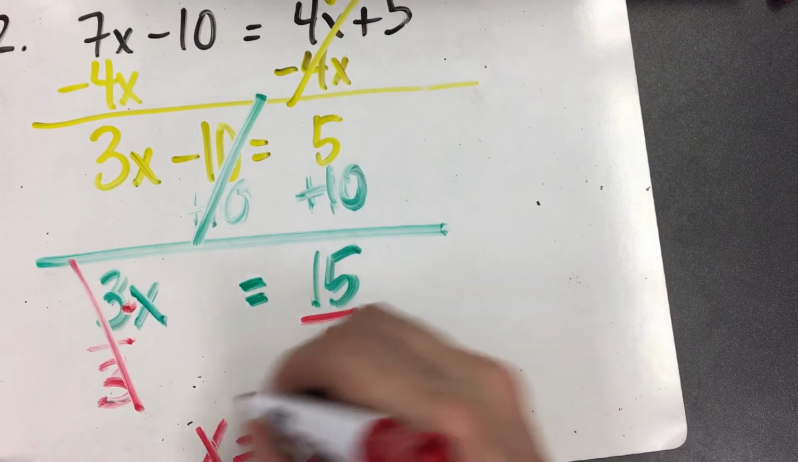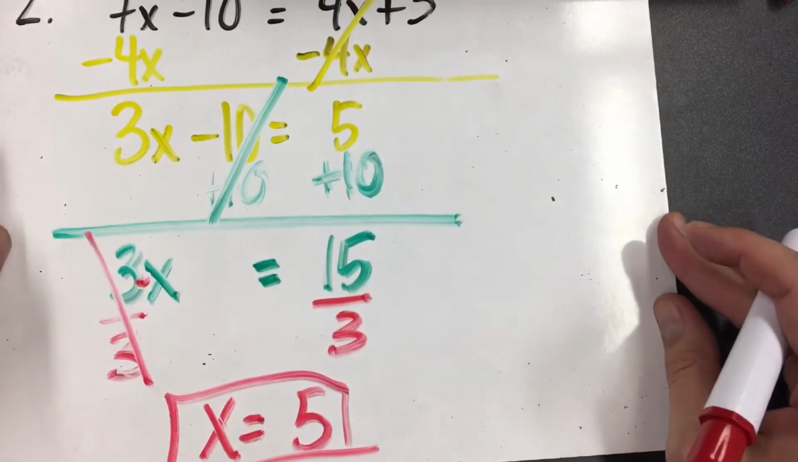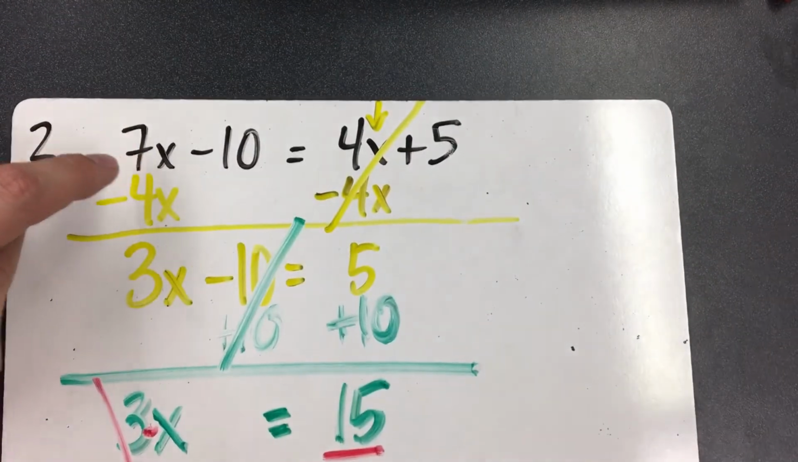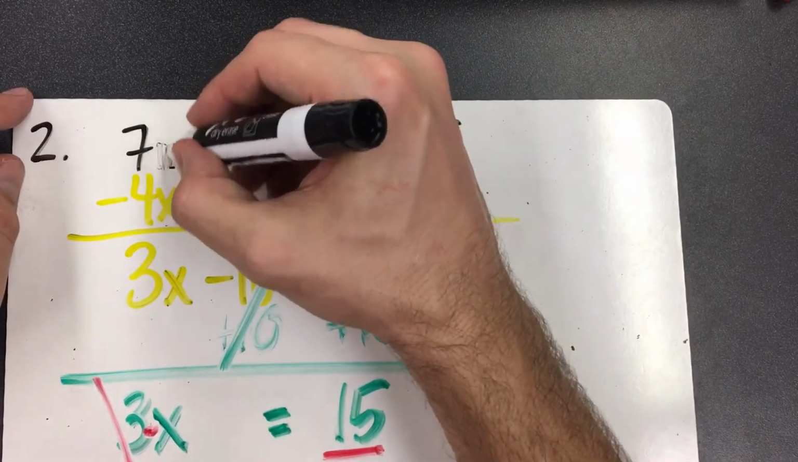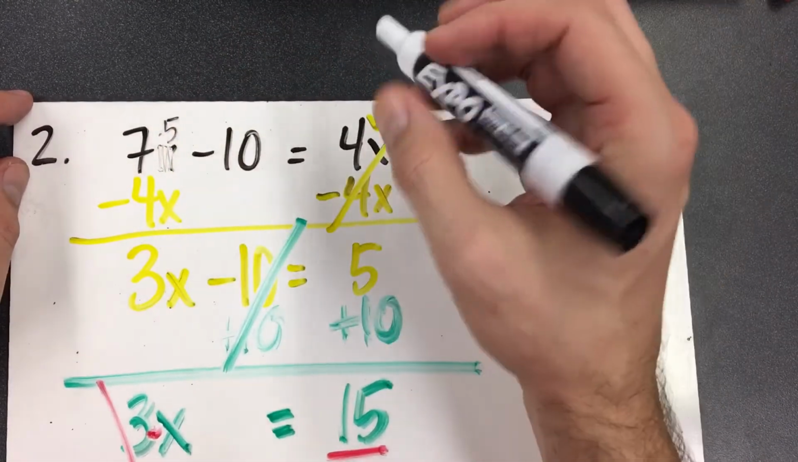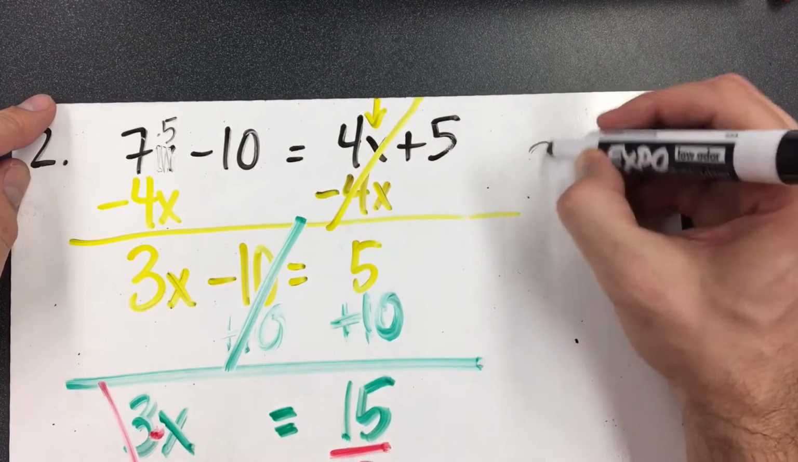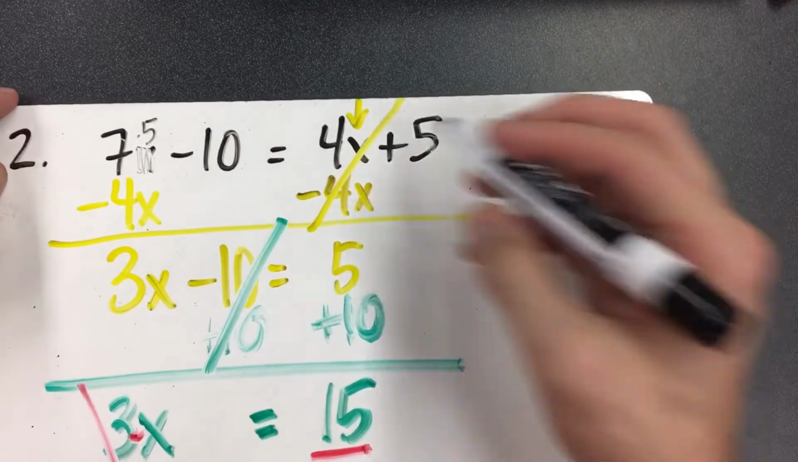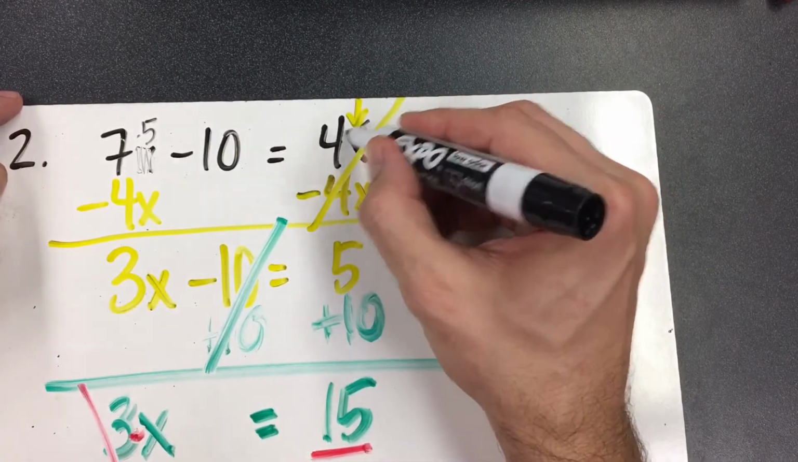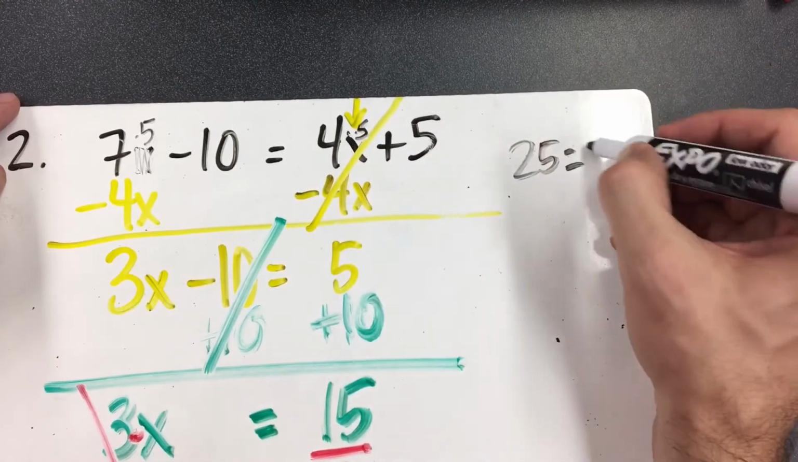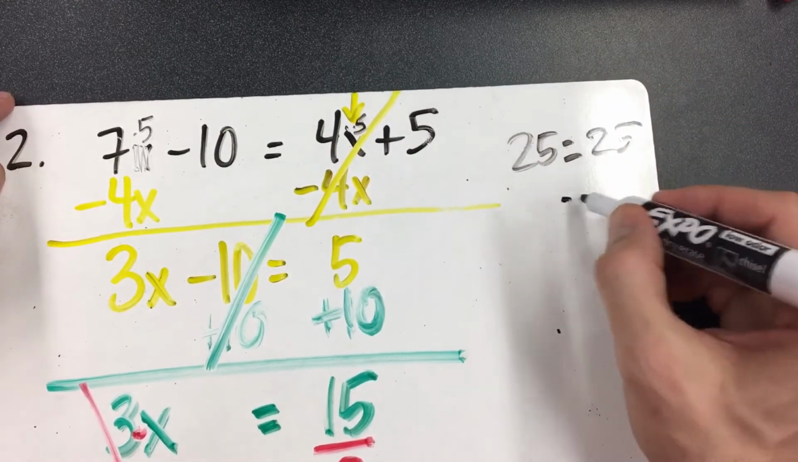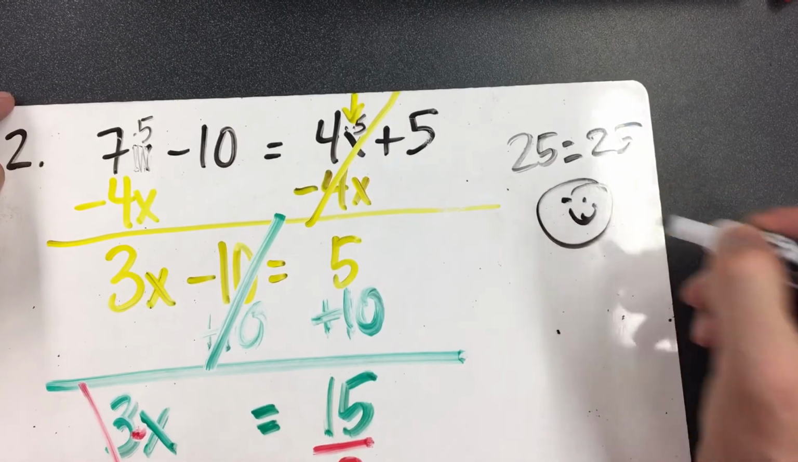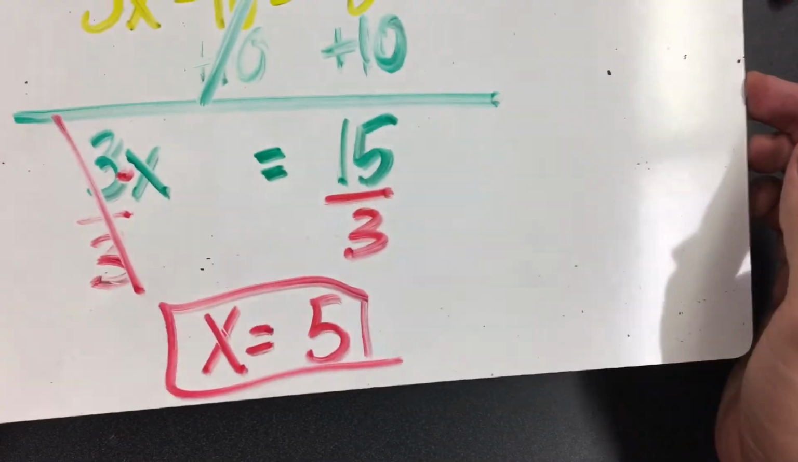Right? That equals 5. If you wanted to check your work, could you check that really fast? If I put 5 right here, 7 times 5. 7 times 5 is 35. 35 minus 10 is 25. If I put a 5 right here, 4 times 5 is 20. 20 plus 5 is 25. So see, I got it. Perfect. Whoops, smiley face looks a little bad. Answer, 5. Okay, let's do 2 more, and then we'll be done.